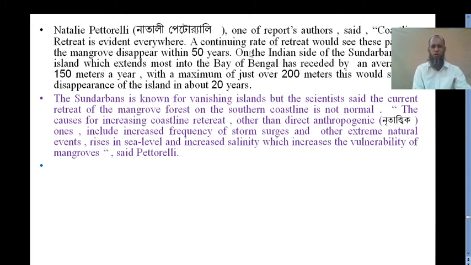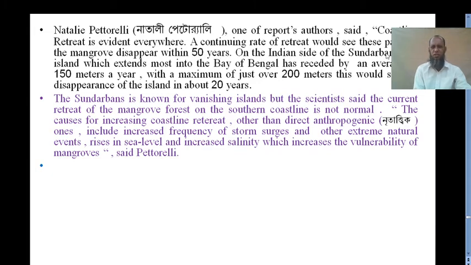Natalie Portarelli, one of the report's authors, said coastline retreat is evident everywhere. He said that the retreat or damage of the coastline is present everywhere in the Sundarbans, both in Bangladesh and in India. According to the report, a continuing rate of retreat would see these parts of the mangrove disappear within 50 years. He also said that if this rate of retreat continues, the mangrove forest Sundarbans will vanish from the world map within 50 years.